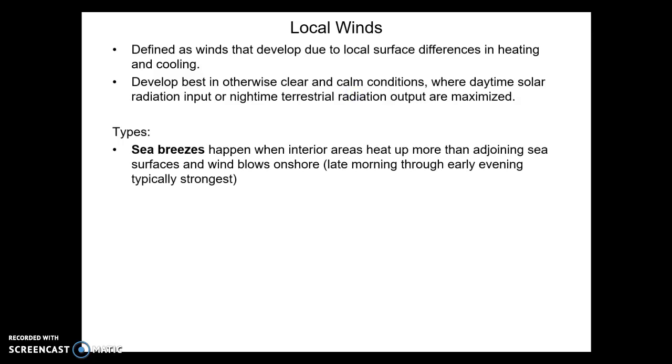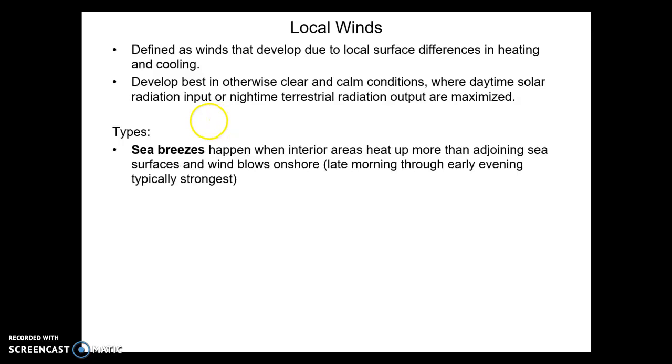The simplest one, the classic one in almost any physical geography or meteorology textbook, is sea breezes. Sea breezes happen when interior areas heat up more than the adjoining surfaces and wind blows onshore. So you're at the beach, it's summer, and maybe it was calm in the morning, and let's say it's sunny. The beach heats up faster than the ocean nearby, and rising air over the beach pulls in air from the sea. So that's a sea breeze, and these are always named for the direction they come from.